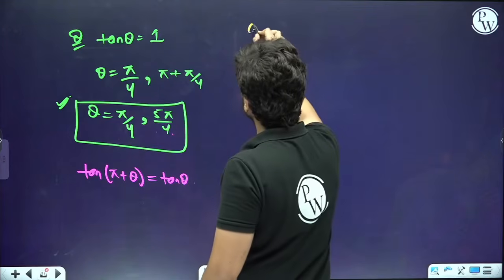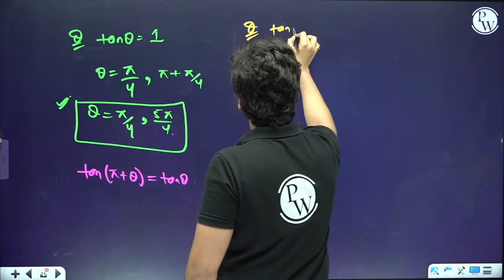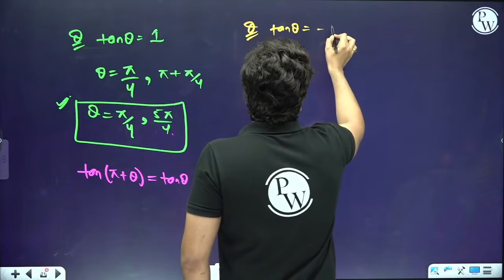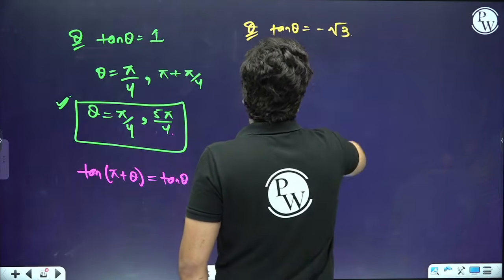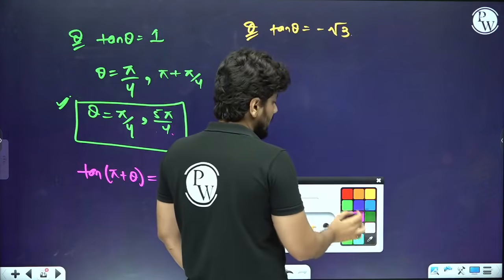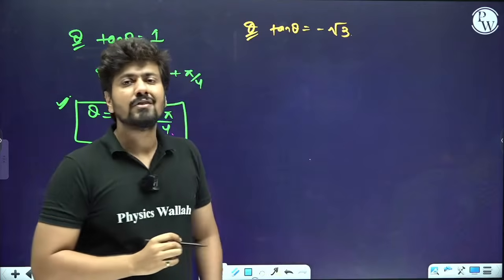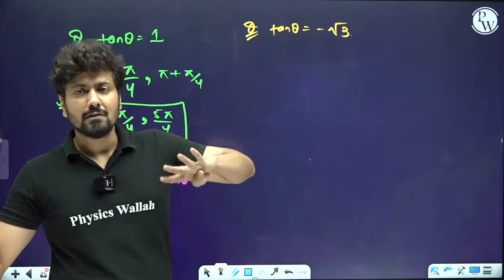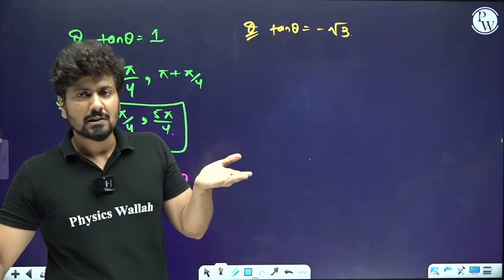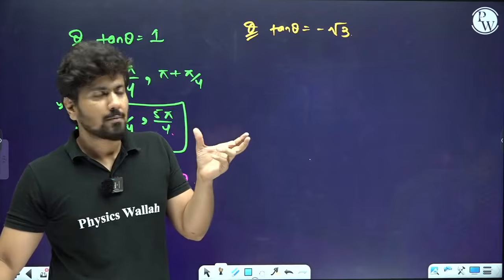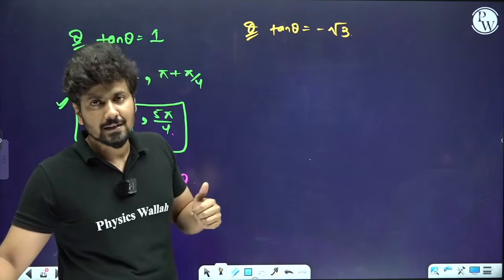Okay, let me write another equation. Tan theta is equal to minus root 3. Okay, negative value. Now, which quadrants will we be looking in? We'll be looking in the second quadrant and in the fourth quadrant, because tan is positive in the third, right? And first, of course. So in the first and third, tan is positive. In the second and fourth, tan is negative.